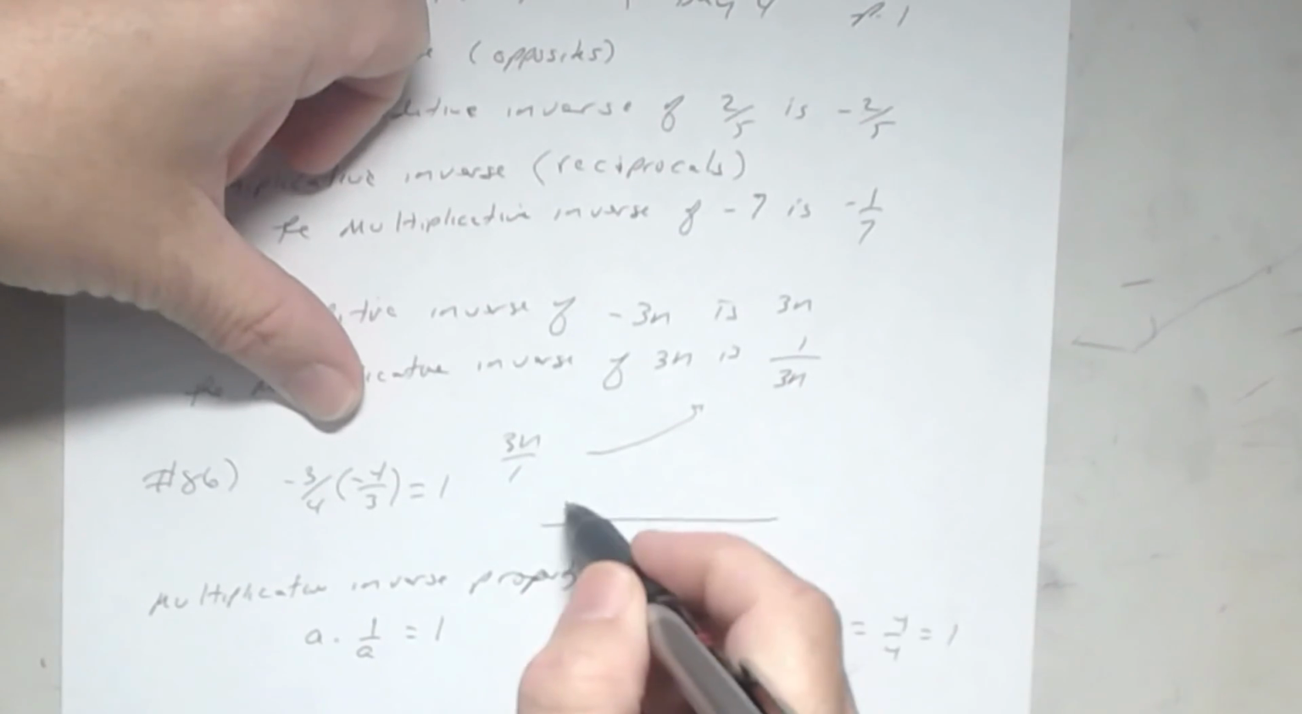All right. So if you look at 86, they want to know what property is applied here. -3/4 times, and what is this right here? The multiplicative inverse of -3/4. When I multiply them, it's equal to 1. Okay. So what property says that multiplicative inverses, when multiplied together, are equal to 1? The multiplicative inverse property. So the answer here is multiplicative inverse property.